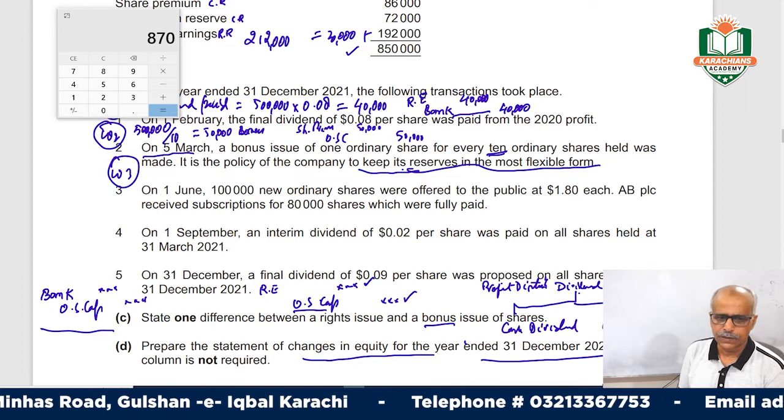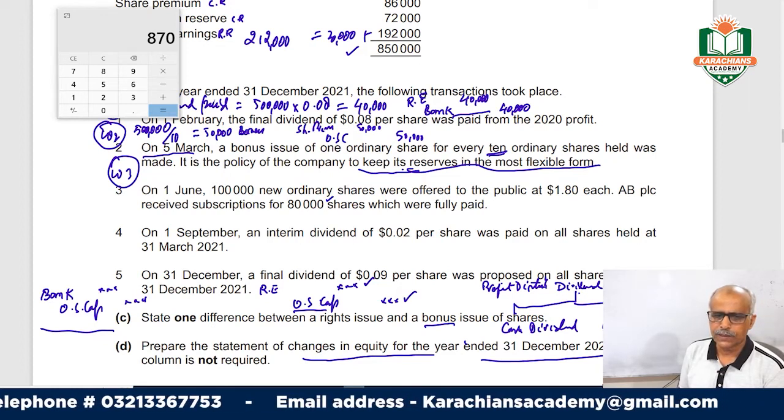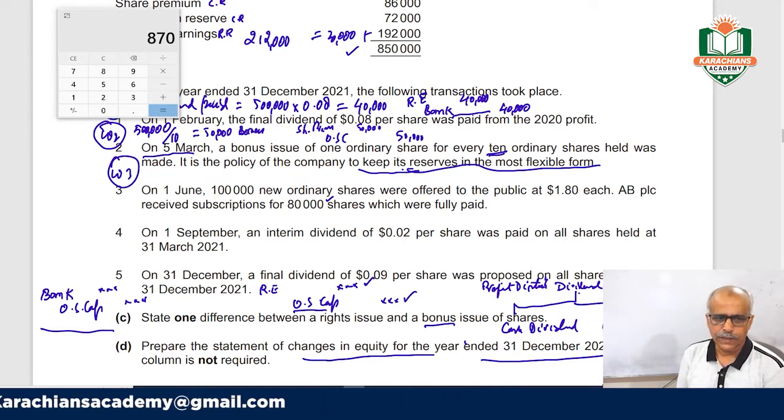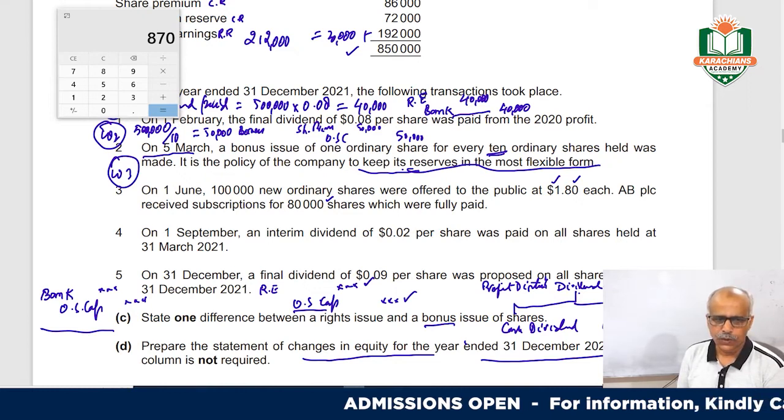AB Public Limited received subscription for 80,000 shares. So they have actually received 80,000. They issued 100,000 but received 80,000. It means on 80,000, this one is your normal capital and this is your share premium. So how will it work?